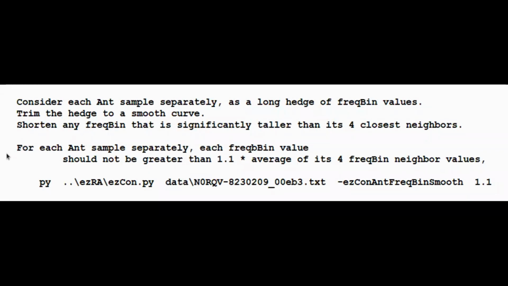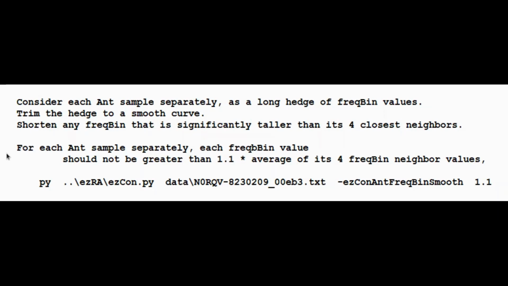So if you consider each antenna sample separately, and think of it as a long hedge, a long set of bushes that need trimming. And the bush is made out of all these different frequency bin values. Some are higher and some are lower. What you want to do is trim that hedge to a nice smooth curve. You want to shorten any frequency bin that's sticking out that is significantly taller than its 4 closest neighbors. 2 higher frequency bins and 2 lower frequency bins.